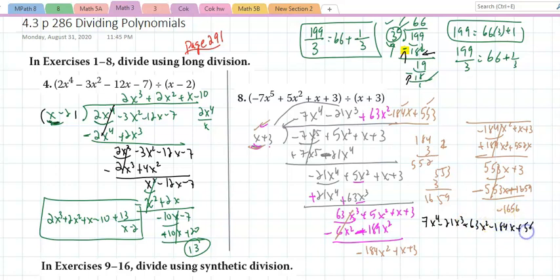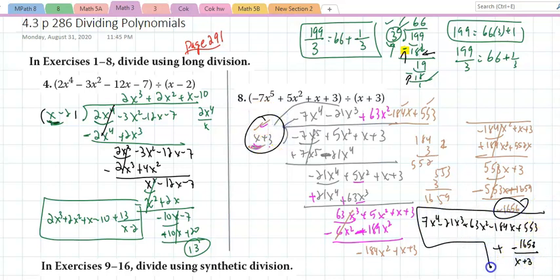184x plus 553 plus a negative 1656 divided by the divisor. That's how you write the answer. On a test, you could just leave it like that. Another way of doing division is using what's known as synthetic division. There's a small catch. Somebody figured out that, you know what, if you just copy the numbers down and just use the analogy of numbers, you could come up with the same answer.